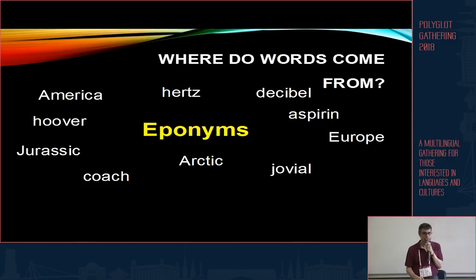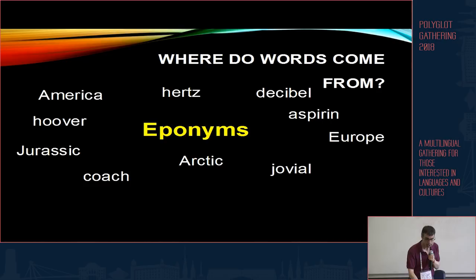Like an ox. Okay. So Europa was a... So Europe is a woman. A woman, yeah. In Greek mythology. In Greek mythology, yes. Okay, how about Arctic? Anybody know where that comes from? Arctos, bear. Exactly, in Greek.